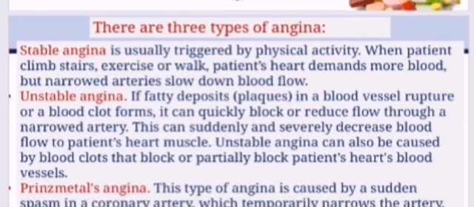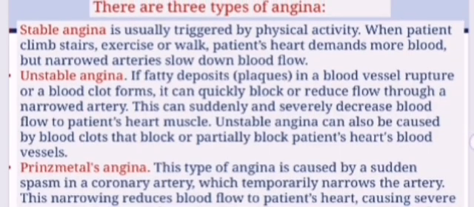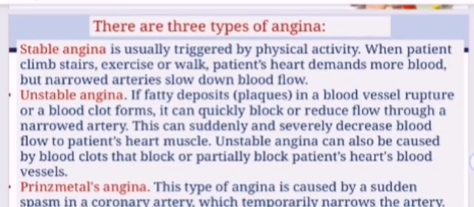Types of angina. There are three types of angina: stable angina, unstable angina, and variant angina. Stable angina is usually triggered by physical activity, when the patient climbs stairs, exercises, or walks. The patient's heart demands more blood, but narrow arteries slow down blood flow.